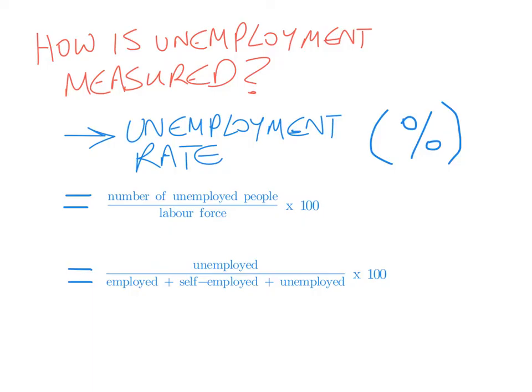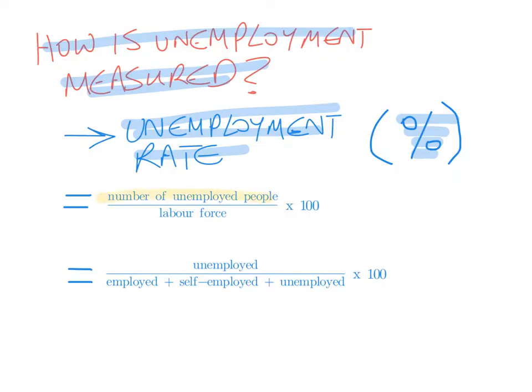So, how is unemployment measured, or how is it calculated? Well, basically, the government uses something called the unemployment rate, which is a percentage. Remember that, because a lot of students often forget the unit used, or how it is measured. So basically, the government will calculate the number of unemployed people and divide it by the size of the labor force, and then multiply that by 100. So this is the equation that we use to calculate the unemployment rate.